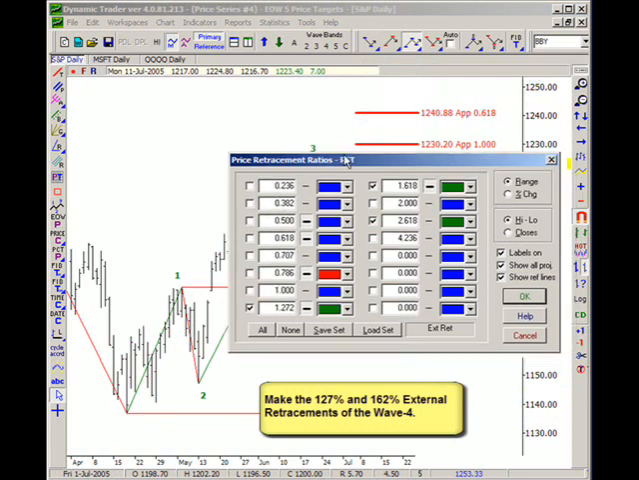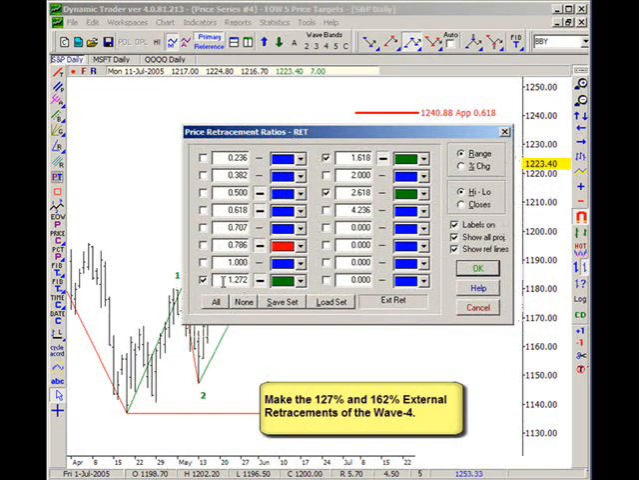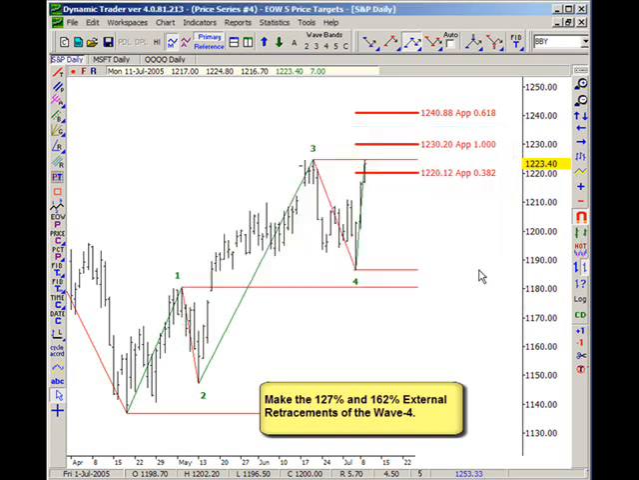And which external retracements are we going to make? It's going to be the 127 and the 162. And recall that those are the same two external retracements we made for the end of a wave C. So let's make those. Make the external retracements of wave 4.